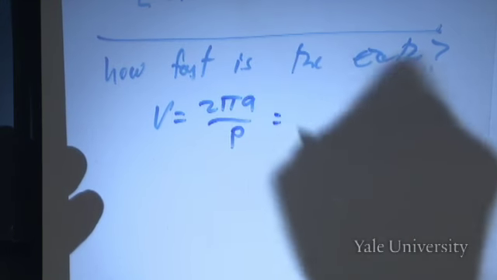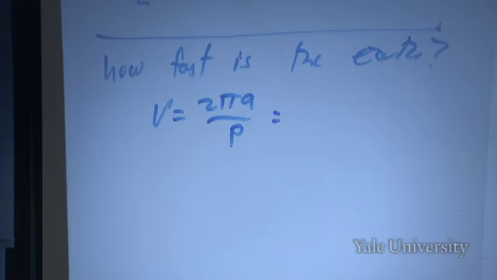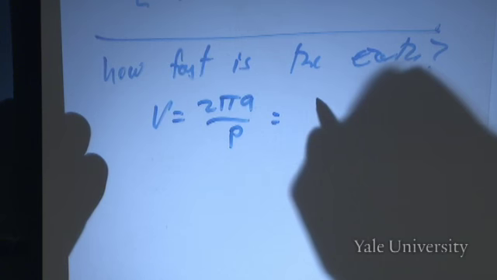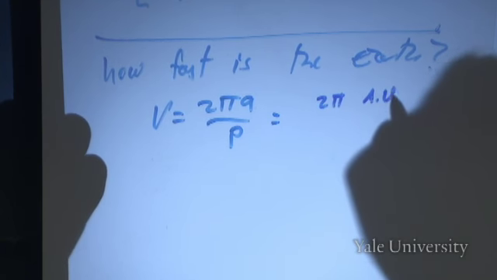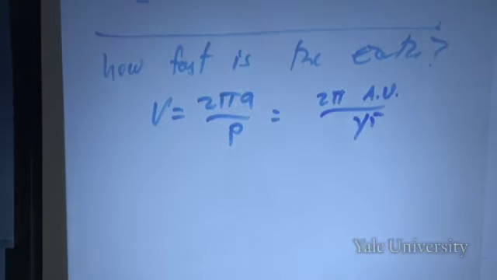V equals 2 pi a over p. Well, we know a is equal to 1 astronomical unit, and p is equal to 1 year for the Earth's orbit. And so the velocity of the Earth is 2 pi astronomical units per year. Pretty straightforward, but not very informative, because we don't have a feeling for measuring velocities in astronomical units per year.